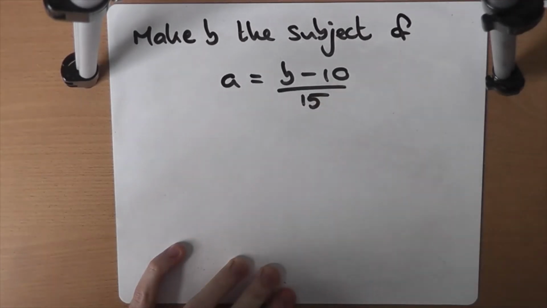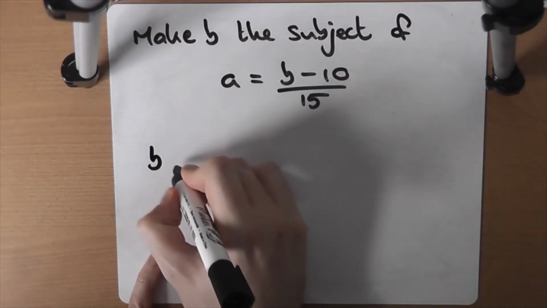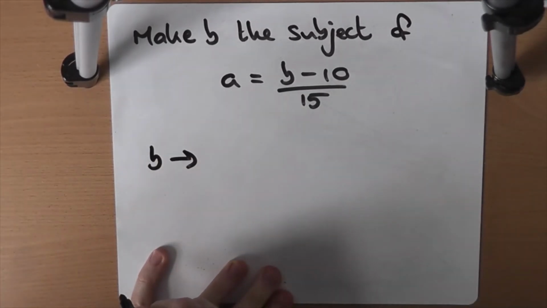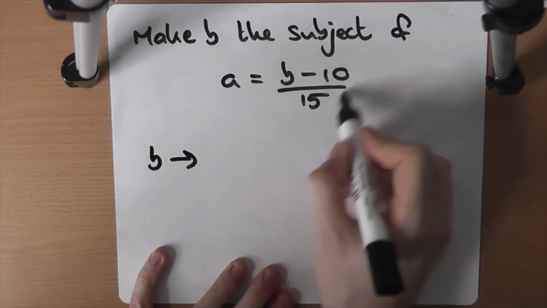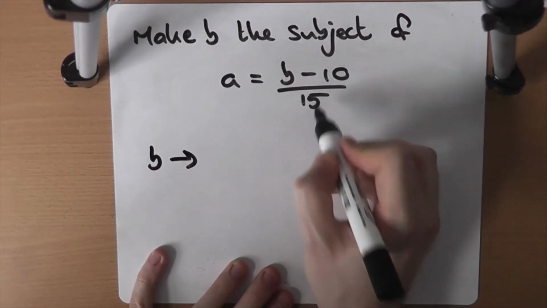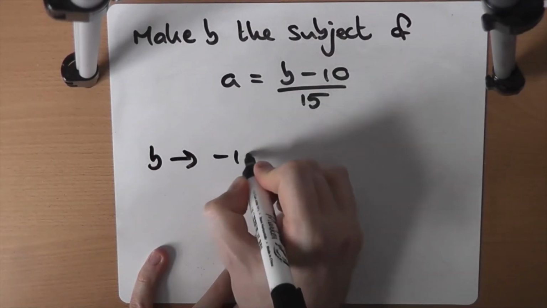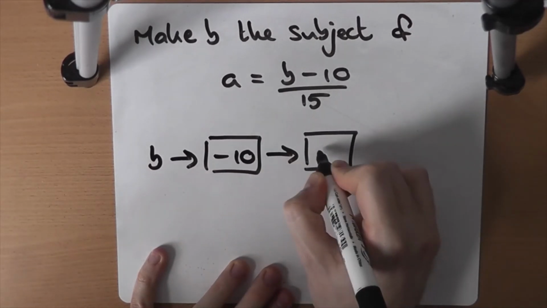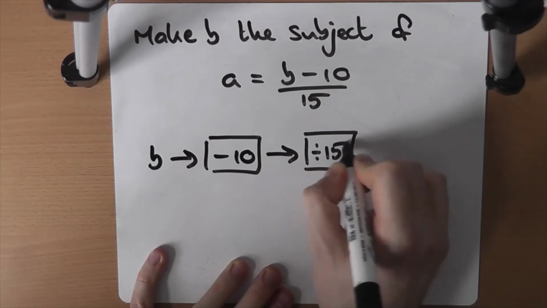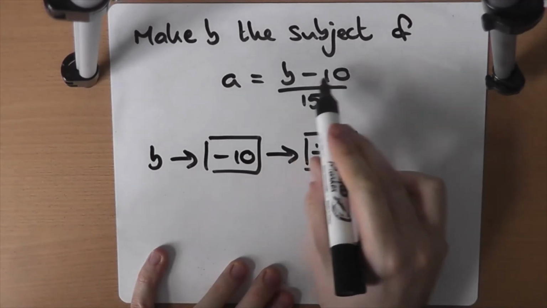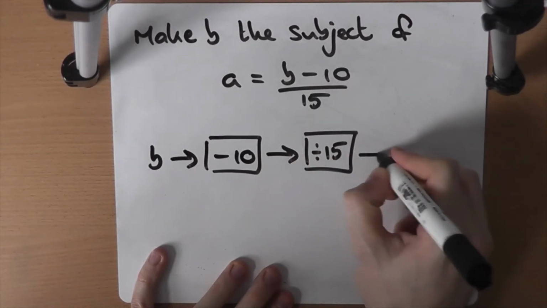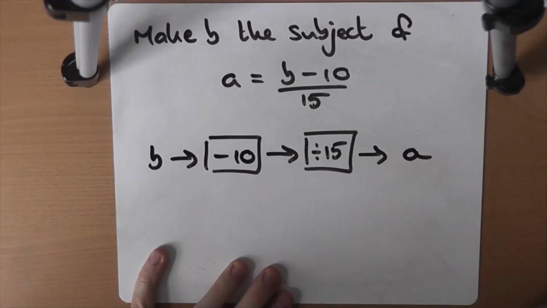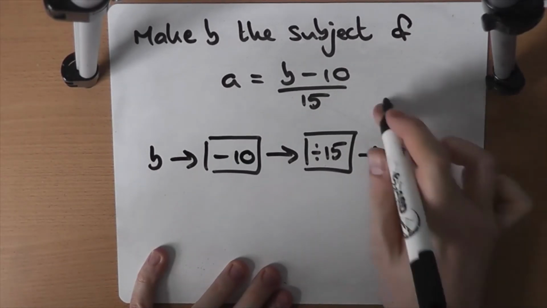We now want to make b the subject, so we're going to start with our b. We're going to build the function machine and write down what happens to b. Well, the first thing that happens to b, thinking about our BODMAS, b take 10 divided by 15, so the first thing that happens is the minus 10. The second thing that happens is we divide by 15, because we've got b take 10 and then divided by 15. That outputs that value of a. A letter this time again because it's a formula, a rule, rather than outputting a single value.